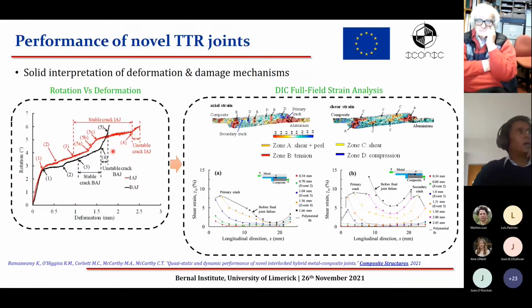Now, we also conducted a full field strain analysis using digital image correlation, and I present the results in this box. I won't go into the details again, in the interest of time, but we had quite a lot of interesting observations on how the primary crack initiates, and it is restrained by a compressive stress zone within the interlocking features, and causes the secondary crack to initiate, which propagates faster. So these are some details, and we have a lot of interesting results which we have summarized in the publication down there.